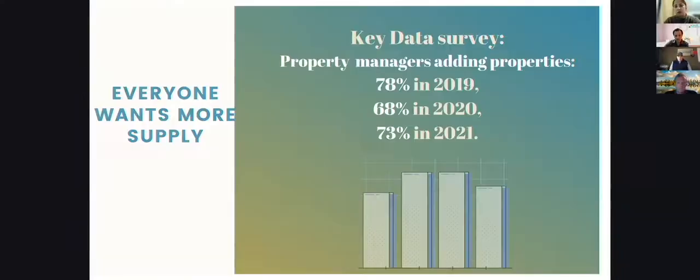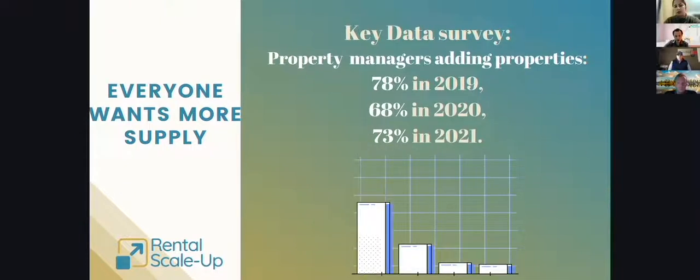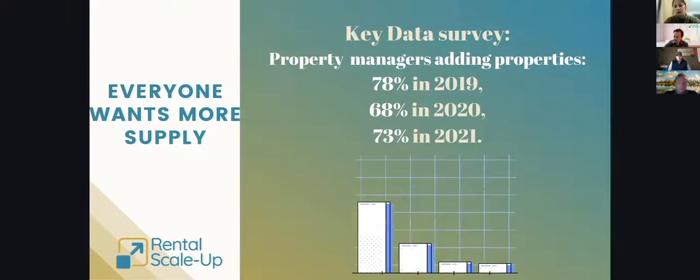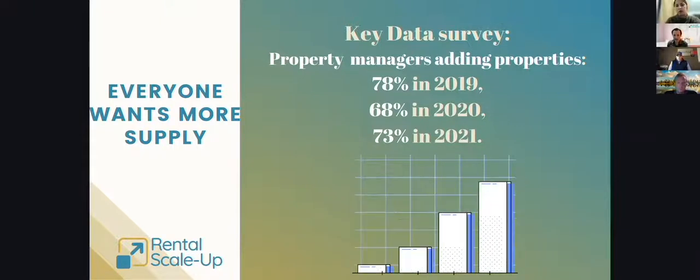Again, painting the big picture here, this search for supply is happening. It's tense, but it's always been like this in a way. Like if you look at the last 3 years, it has data from Key Data.